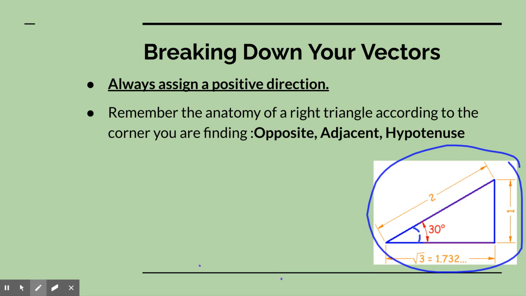Let's say we're using this one over here as an example. If we were trying to solve for this angle right here that they've already solved for, theta, your hypotenuse is always right here. This is your hypotenuse. But because we're looking at this angle, the opposite is going to be here and your adjacent is going to be here.